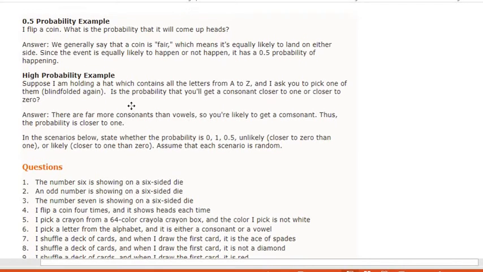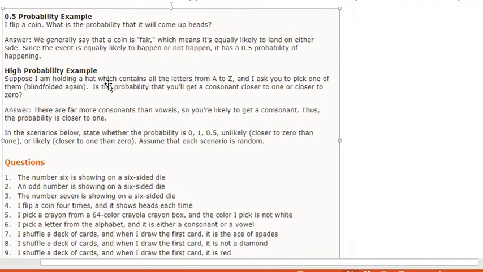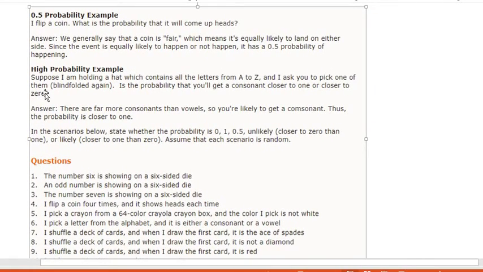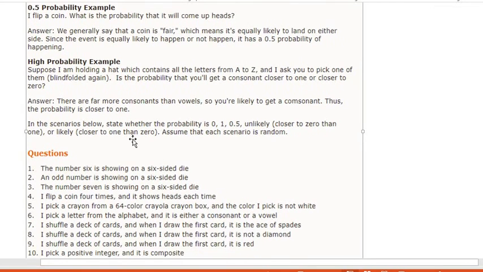High probability example. Suppose I'm holding a hat which contains all the letters from A to Z, and I ask you to pick one of them. Is the probability that you will get a consonant closer to 1 or closer to 0? There are far more consonants than vowels. So you're likely to get a consonant. Thus, the probability is closer to 1.